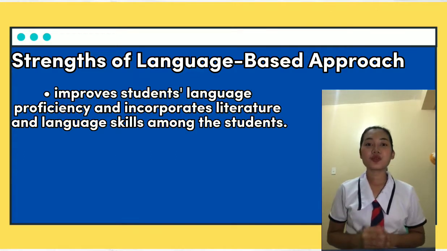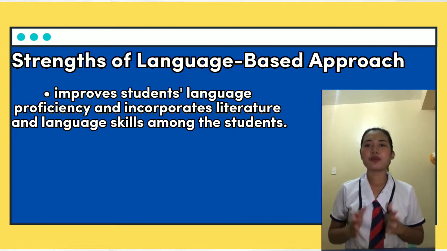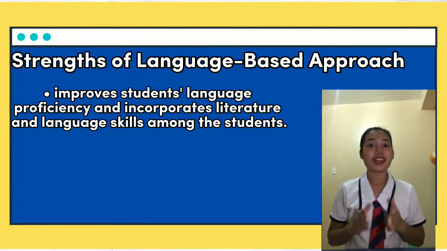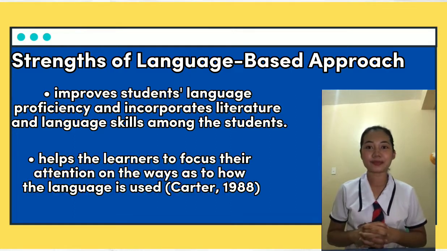First, it improves students' language proficiency and incorporates literature and language skills among the students. Learners can improve their language proficiency by using literature as a resource in language learning. Detailed analysis of the language of the literary text will help learners make meaningful interpretations of the literary text, and at the same time, it will also increase their general awareness and understanding of the English language.